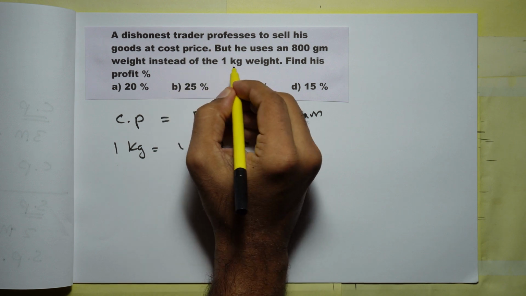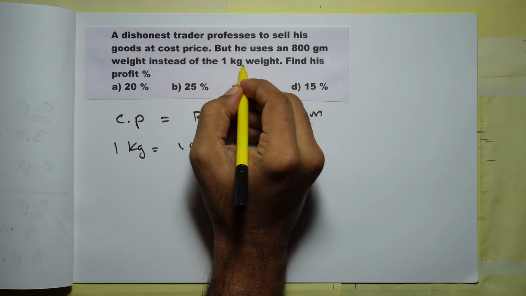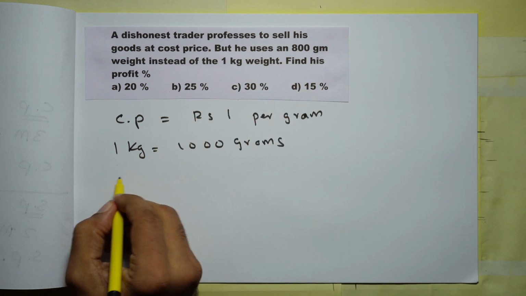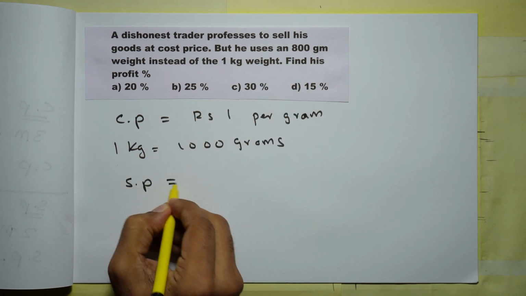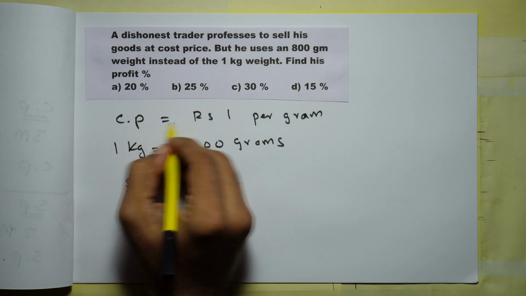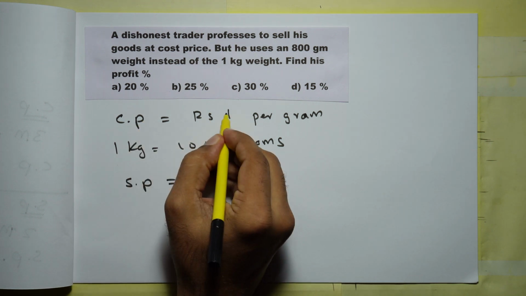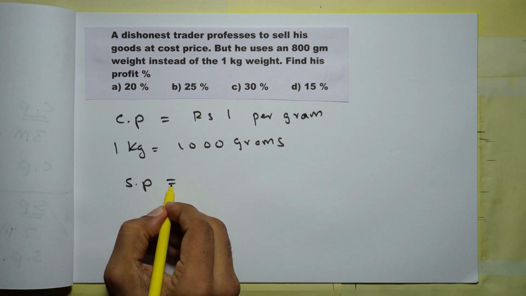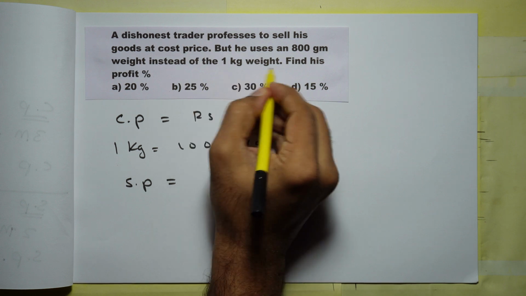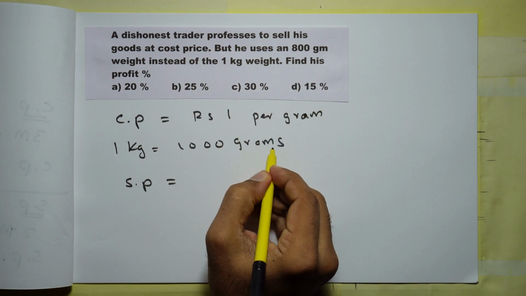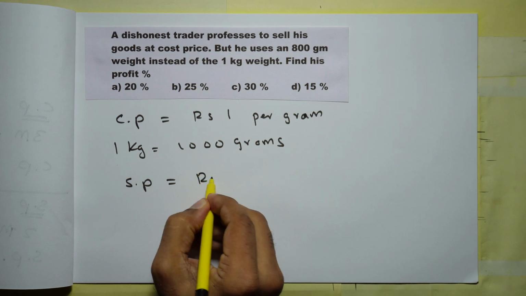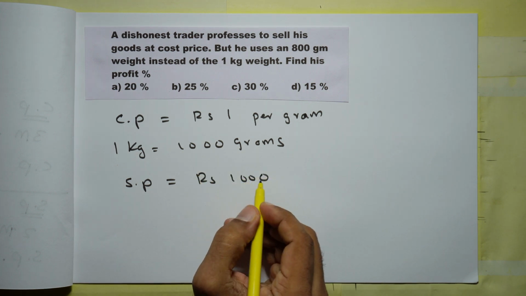Now he is supposed to sell 1 kilogram of that substance. He is using a 1 kilogram weight. So first we will find out the total selling price. Now he is saying that his selling price is same as the cost price. His cost price is rupees 1. So selling price will also be rupees 1 per gram. And like that for 1 kilogram. 1 kilogram is 1000 grams. 1 rupees per gram for 1000 grams. So his selling price will be rupees 1000.